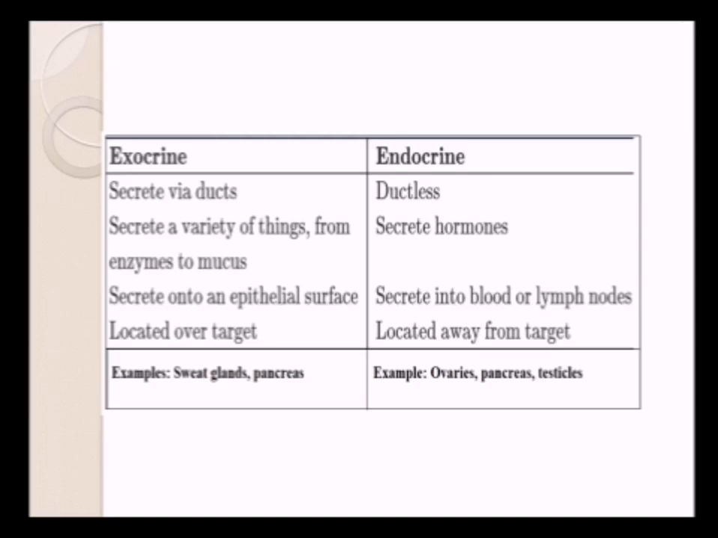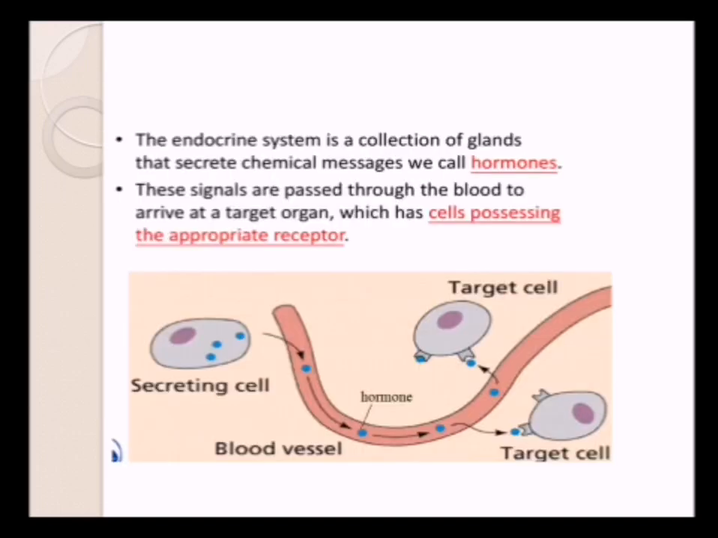So when I say endocrine, I mean it's a gland. An endocrine gland is an organ that secretes hormones which travel by bloodstream. So the endocrine system is a collection of glands that secrete chemical messages. We call them hormones. These signals are passed through the blood to arrive at a target organ which has cells possessing the appropriate receptor.